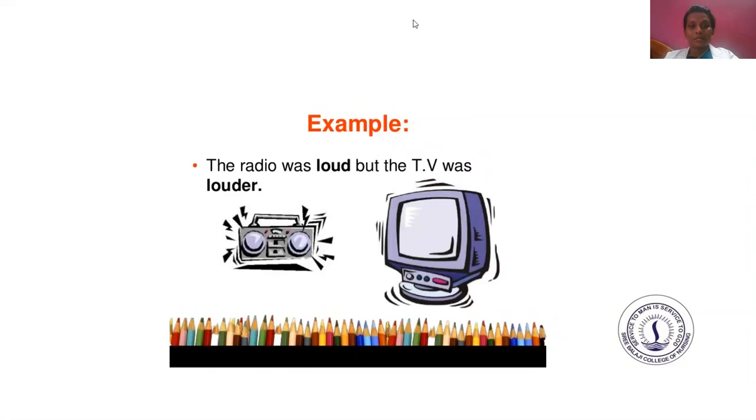The radio was loud, but the television was louder. Here you are comparing two nouns, the radio and the television. You are saying the radio was loud, it is positive. But the TV was louder than the radio, it is comparative.